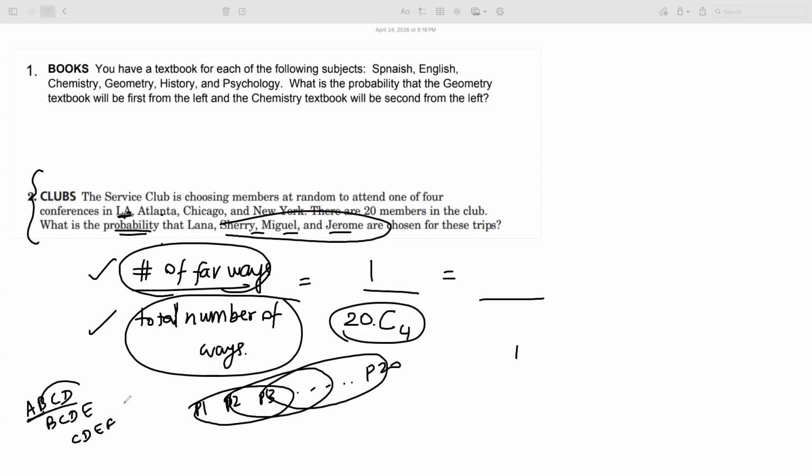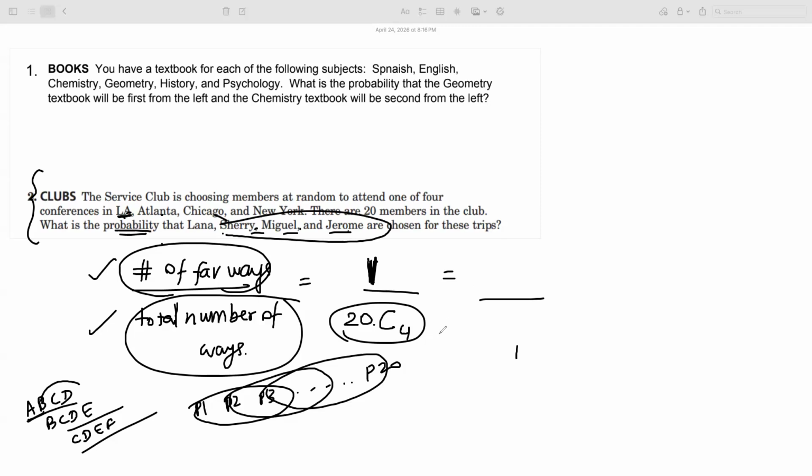This 4 can be there, this 4 can be there. So here the number of favorable ways is just 1, because we are not going to take order into consideration in our calculation. So Lana, Sherry, Miguel, Jerome being picked is only one way. Whether they pick Lana to LA or Miguel to Atlanta, that is gone, because we are only choosing a combination. So there's only one way, out of the total number of ways of picking 4 from 20, which is 20 choose 4.